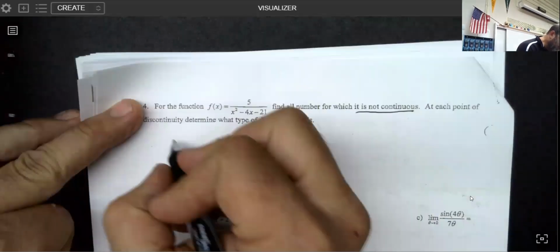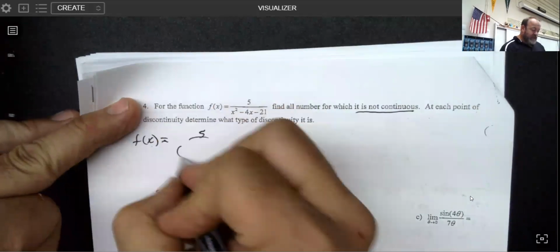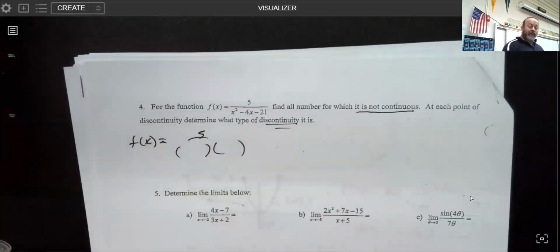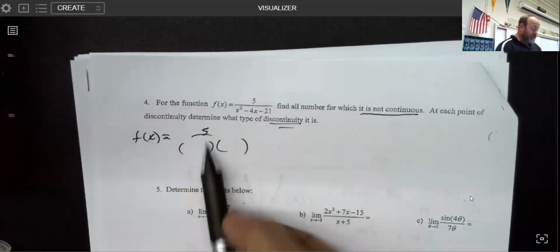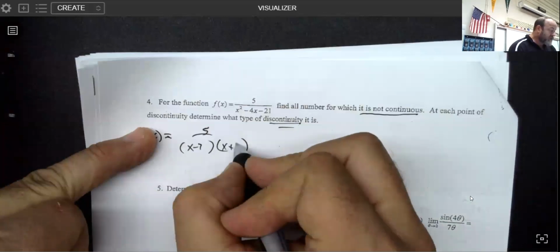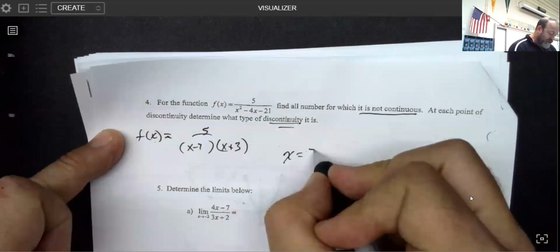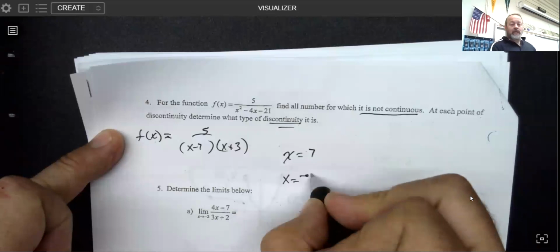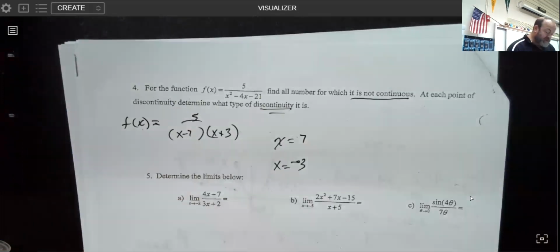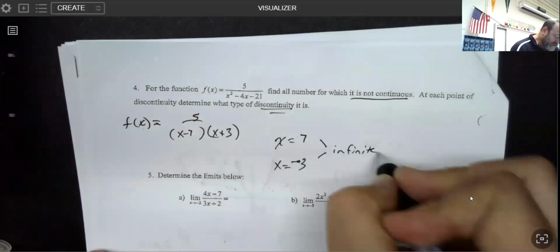So let's see what we got. If we do a quick factor of f, we've got 5 on top. Can't do much on that one. So one thing it says is what type of discontinuity. We know it's not going to be a removable discontinuity because this is not going to be possible to cancel anything out. So I got my x minus 7 and I got my x plus 3, which is pretty obvious. And so what I know is that I've got two different versions, which is x equals 7 and x equals negative 3. Are my two discontinuities, and we should know that since they do not cancel out at all, those are going to be vertical asymptotes. That makes both of these things infinite discontinuities.